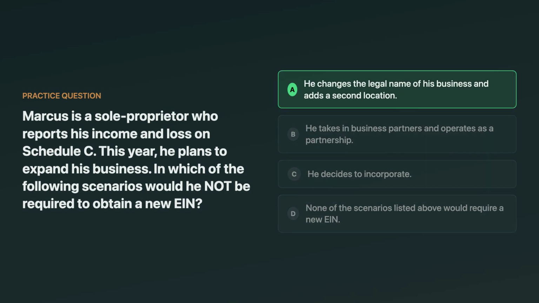The answer is changing the legal name and adding a second location. That doesn't change the underlying entity, it's still the same sole proprietorship. Taking in partners changes the entity to a partnership, and incorporating creates a new entity type, both of which generally trigger a new EIN. The exam loves this. New EIN is about entity change, not growth.